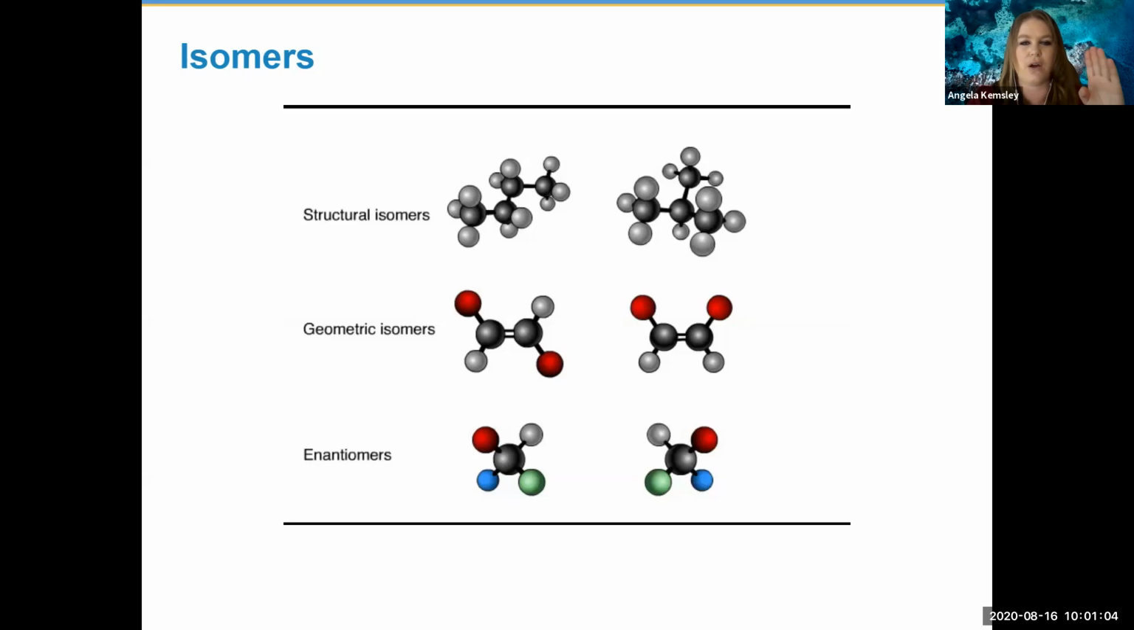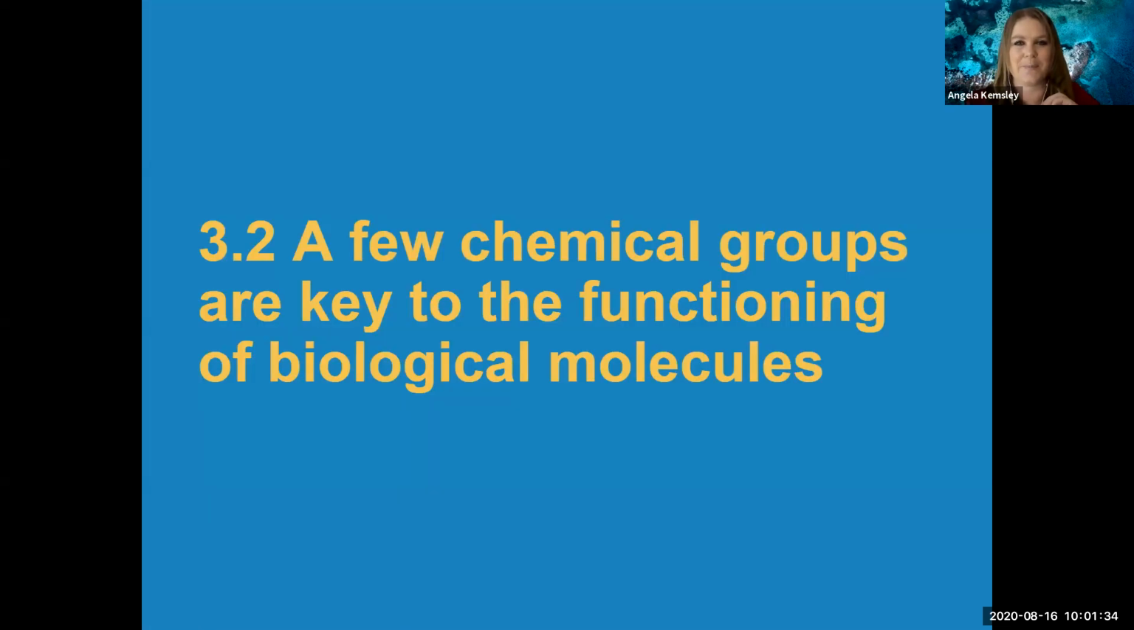So now instead of having a red and a gray on top and a red and a gray on bottom, now you have both reds on top, both grays on the bottom. Those are geometric isomers. Now, if you look at the last one, enantiomers, these are basically mirror images of each other. And you know, it kind of seems like you could just flip one over and it wouldn't really be any different, but it actually is. It actually does play a difference. So enantiomers are mirror images of each other. So those are your 3 types of isomers.